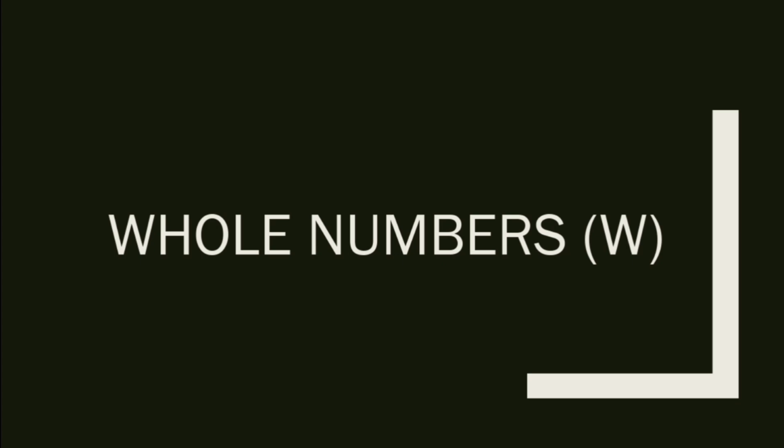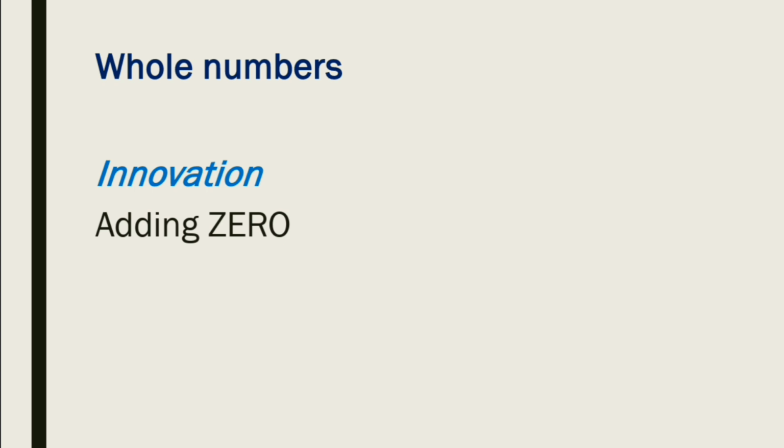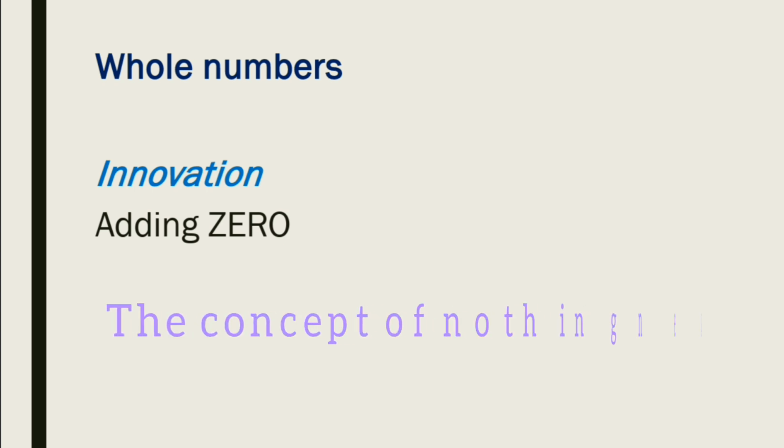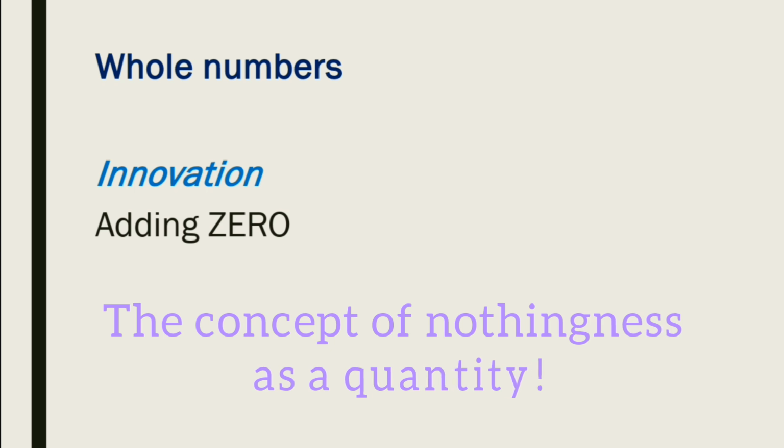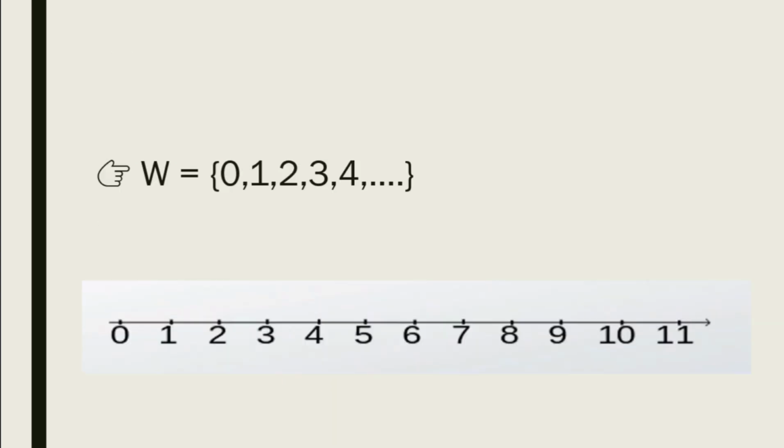The next type of numbers is the whole numbers. The whole numbers came from natural numbers. And what was the innovation coming from natural numbers? That was adding 0. Why was it revolutionary? The concept of nothing as a quantity. Whole numbers can be denoted as W, referring to 0 and so on.